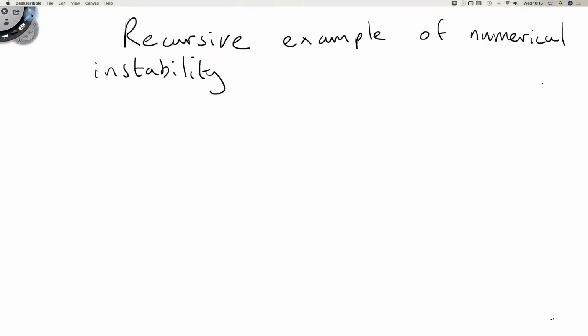Okay, so let's look at this recursive example of numerical instability. For this one, I'm just going to use the board on its own, and remove my image down in the top left-hand corner so we can use the whole board unimpeded.